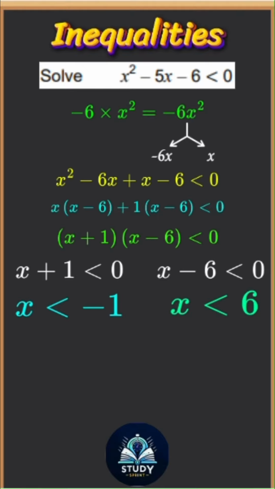Now after working my two answers out, I'm going to write my answer in this format. X is greater than negative 1 but less than negative 6 because these are the two boundaries of the x value.